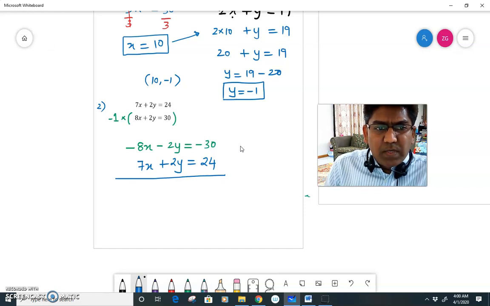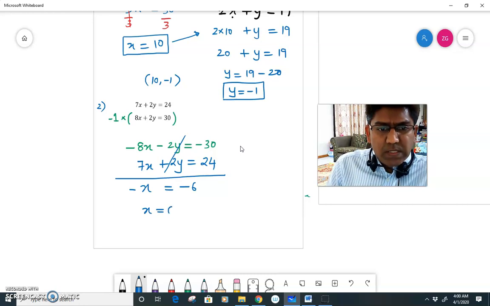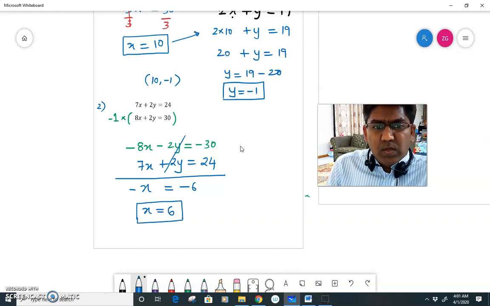-8 plus 7 gives me -1x. -2 plus 2 will get cancelled. It gives me 0y, which is 0. And on the right side, -30 plus 24 gives me -6. Now I have a minus sign here. So what you do is simply change the sign. So -x will become +x and -6 will become +6. What I'm doing is basically multiplying both sides by -1. So in short, we just change the sign. Now I got the value of x.